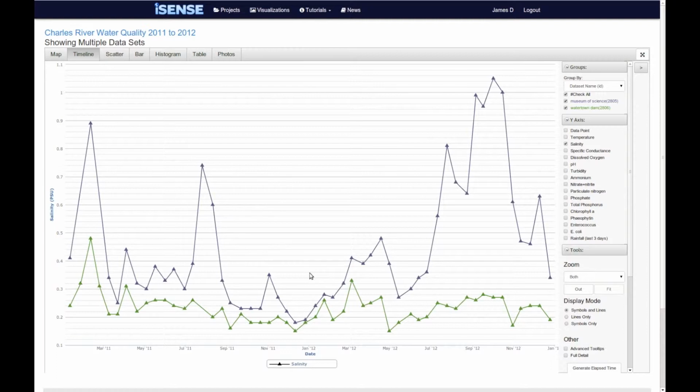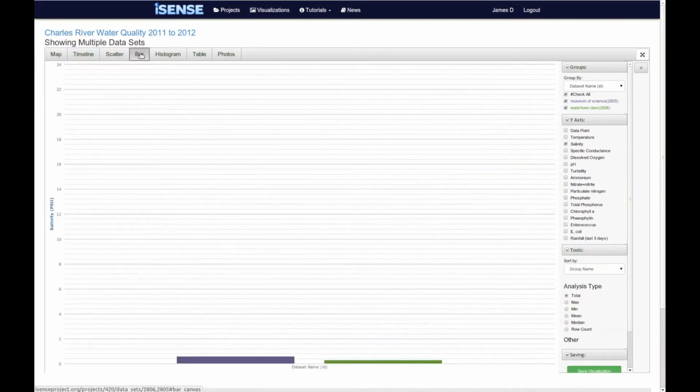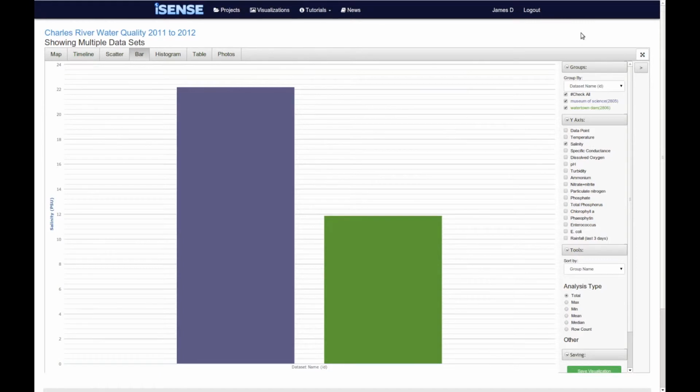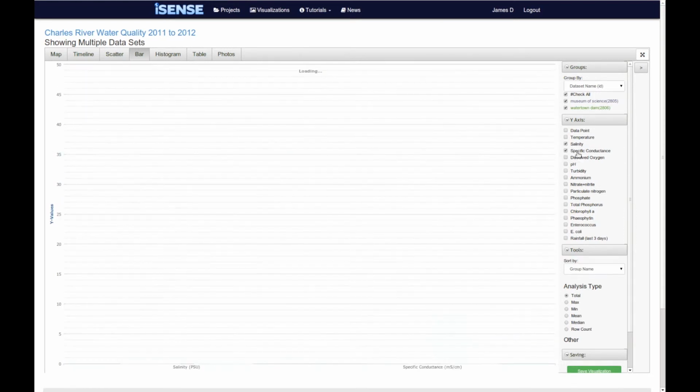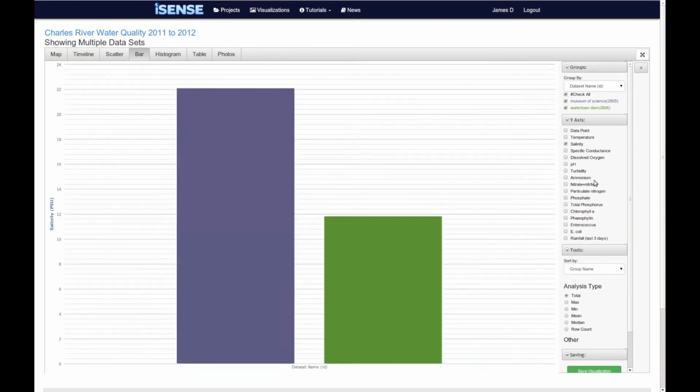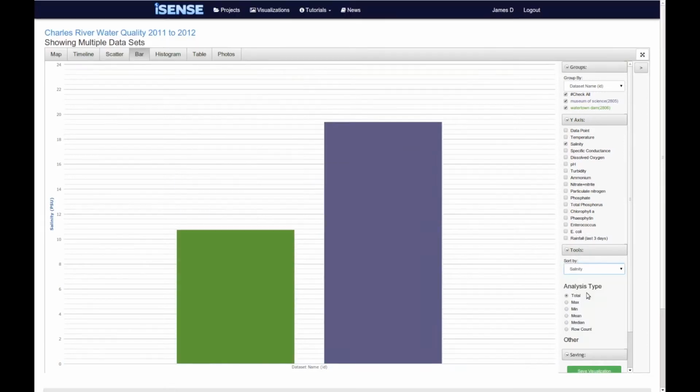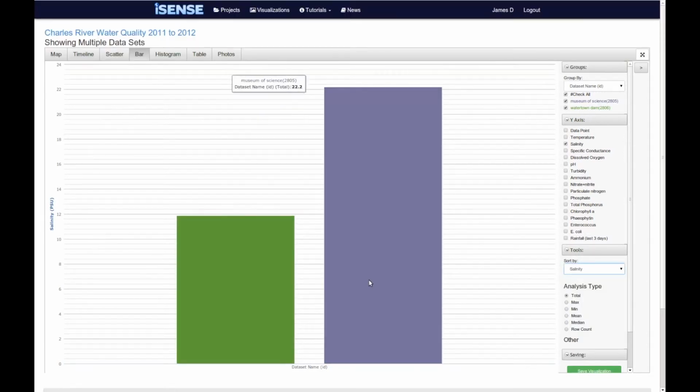But there's another way to look at the data, and that's by averages. So let's switch over to bar. Looking at the bar chart, we have the same grouping tools, with Museum of Science still being blue and Watertown Dam still being green. We have access to the y-axis again, and I can change the y-axis and add multiple variables to the bar chart. We can also sort, say by salinity, and have the lowest to the highest values.